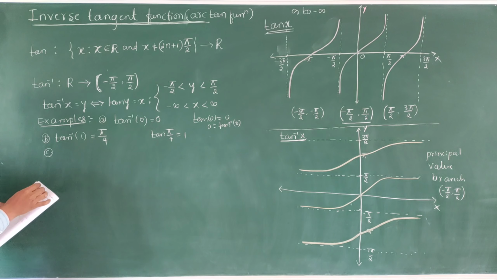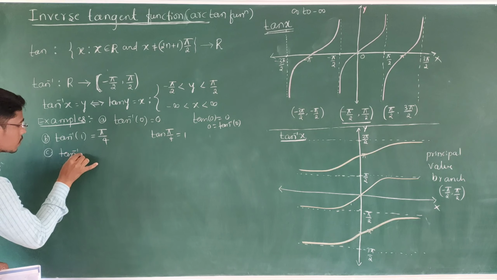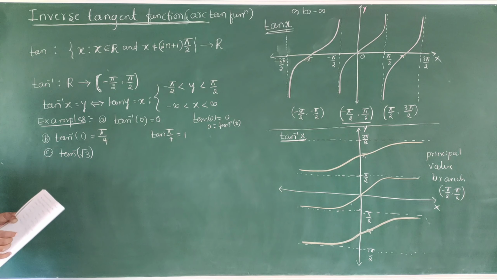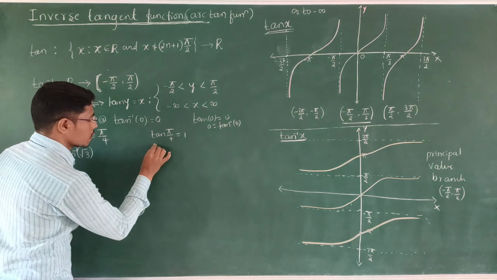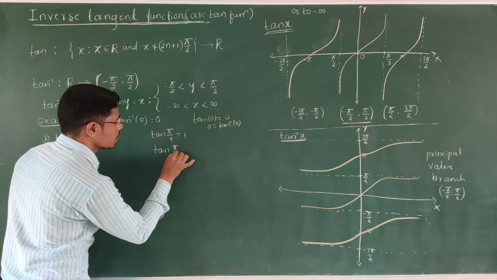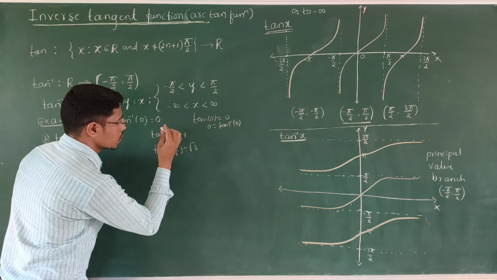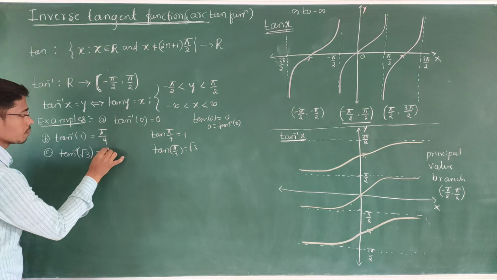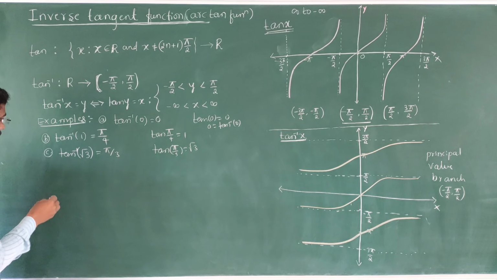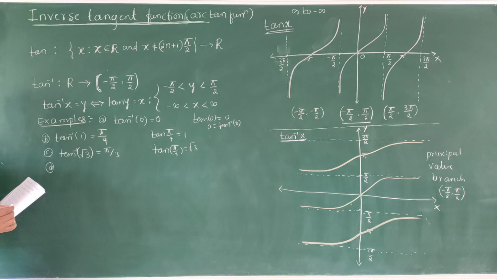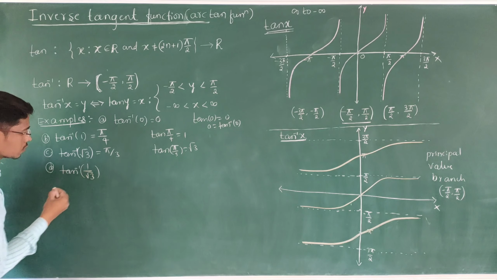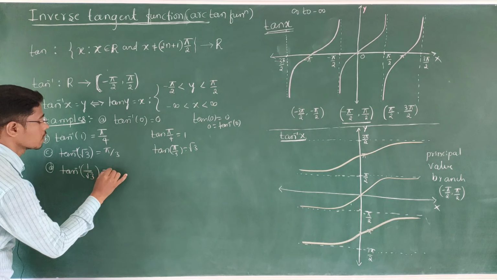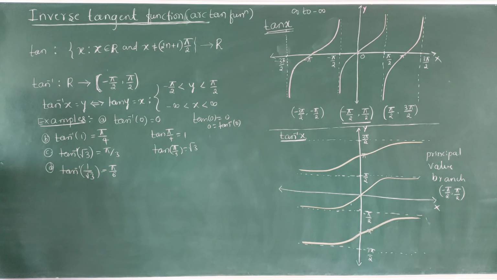See, tan inverse of root 3. What is the value? Tan pi divided by 3 is equal to root 3, we know, therefore it is equal to pi divided by 3. Next is D, tan inverse of 1 divided by root 3 is equal to pi divided by 6, because tan pi by 6 is 1 by root 3.